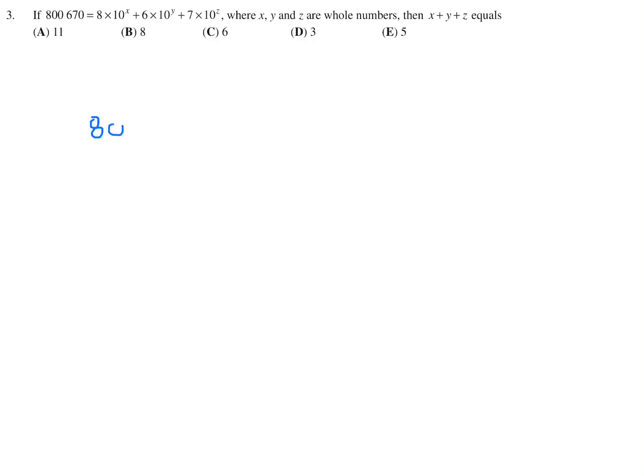So 800670. 8 times 10 to the what? Well, if you don't know, just count. This is going to be 10 to the 1, 10 to the 2, 10 to the 3, 10 to the 4, 10 to the 5. All right? Just like that.